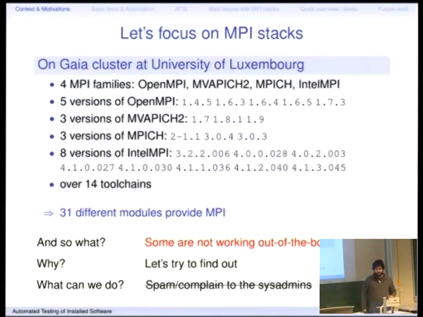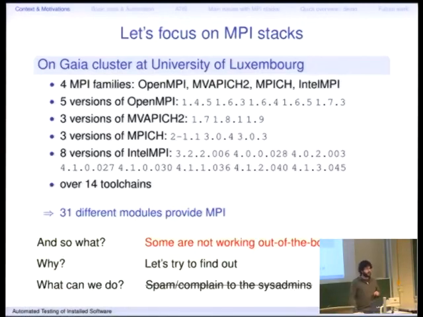Still at the University of Luxembourg, now let's focus on the MPI stack. We have the four big major families of MPI installed: OpenMPI, MPICH2, MPICH, and Intel MPI. Here I listed the versions provided on our cluster. For OpenMPI we have 5 different versions installed, MPICH2 we have 3, MPICH we have 3, and Intel MPI we have 8.